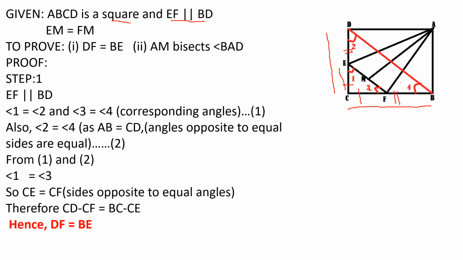First step, we have written EF is parallel to BD. Therefore, angle 1 is equal to angle 2 and angle 3 is equal to angle 4. Also, angle 2 is equal to angle 4. From these two equations, we can say angle 1 is equal to angle 3. If angle 1 is equal to angle 3, then CE is equal to CF. Therefore, DF is equal to BE.